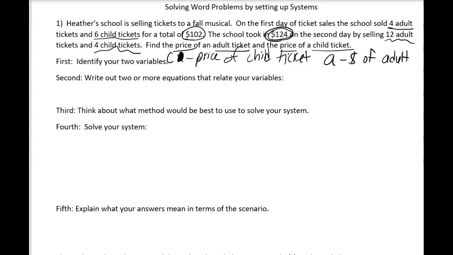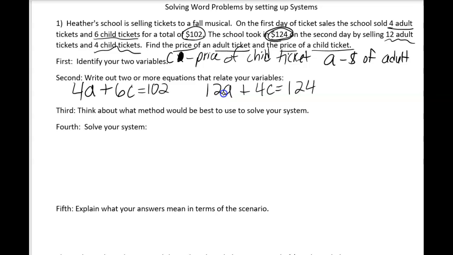So second, we want to write out 2 or more equations that relate these variables. So 4 adult tickets and 6 children's tickets was $102. So 4 times the cost of an adult ticket plus 6 times the cost of a child ticket is $102. And then we have 12 adult tickets plus 4 children's tickets was $124.